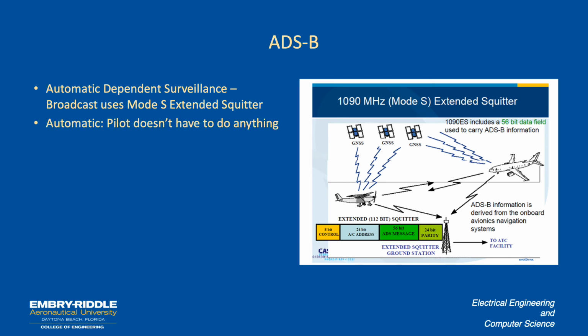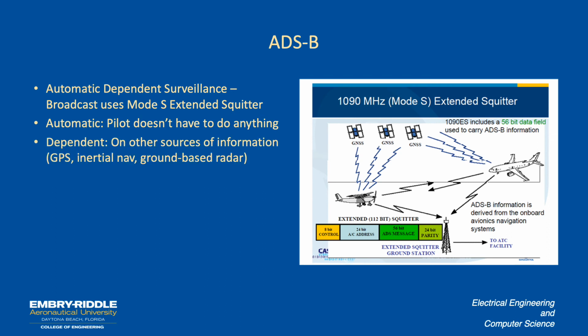So ADS-B is automatic because the pilot doesn't have to do anything. It just sits there once a second sending out location and other kinds of information. It's dependent though because it's not its own source of information. So you have to have GPS or inertial navigation, some way that the aircraft has to determine its own location. It's useful for surveillance. That's what we're doing with it. And it's broadcast, so this information is out there available to everybody.